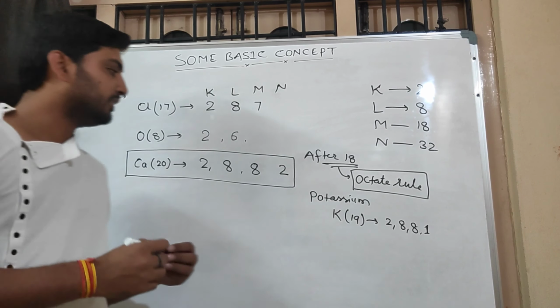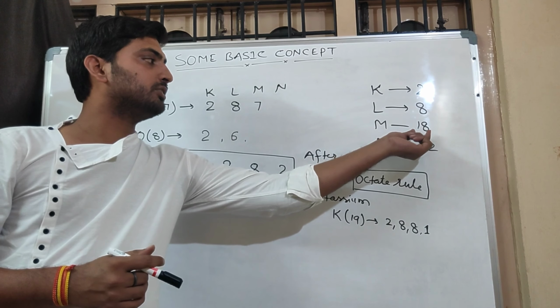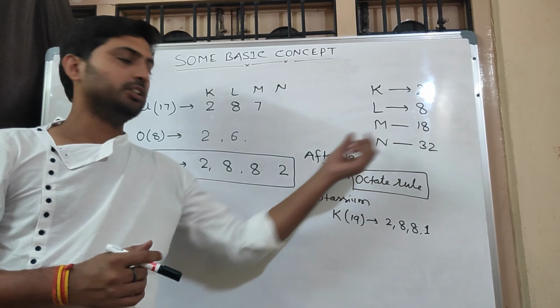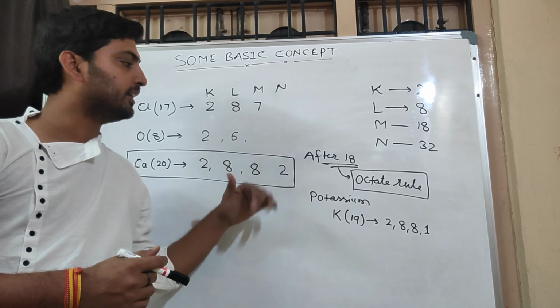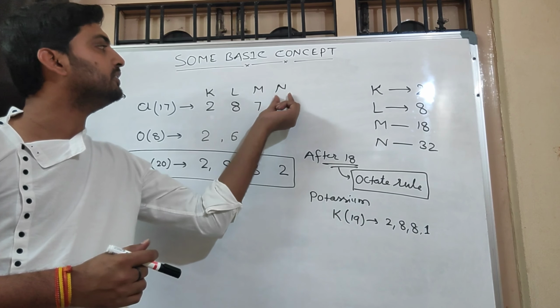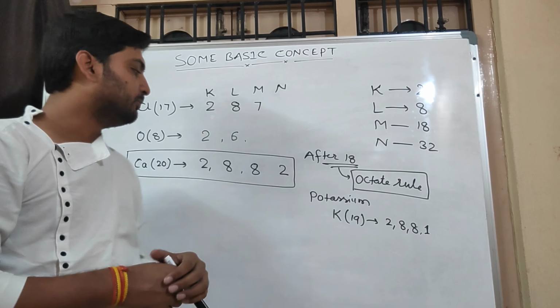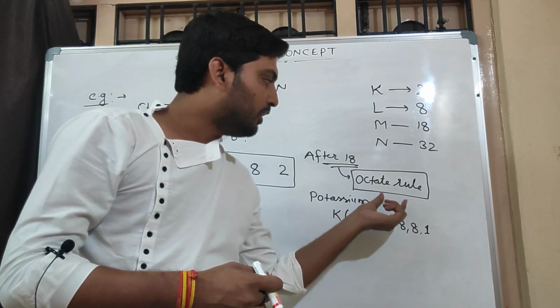Now there will be a question, why? Because the maximum number of electrons that can be present in M is 18. So why have we put only 8 here, and the next 2 electrons went into the N shell? That is a major question, because there is a rule, the octet rule.